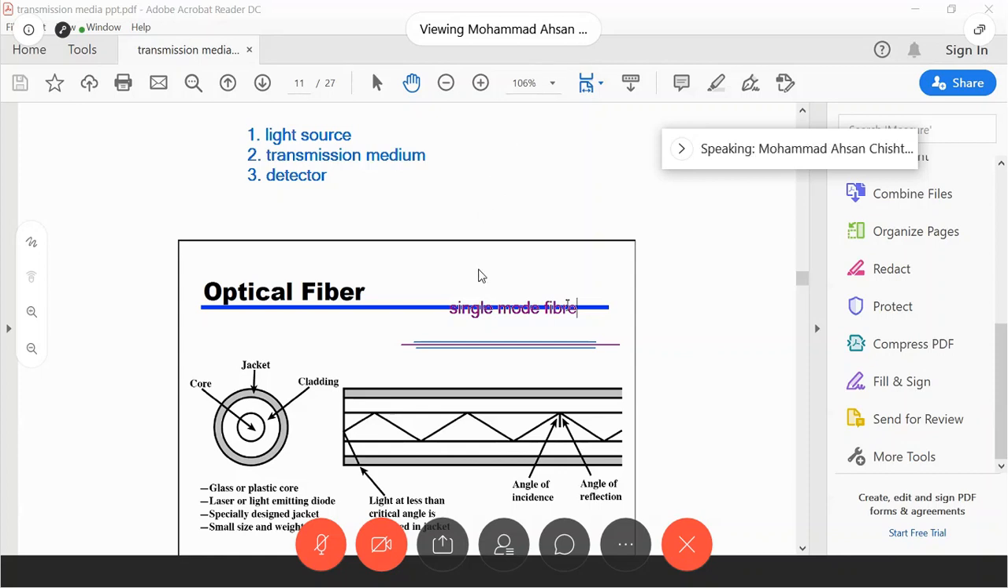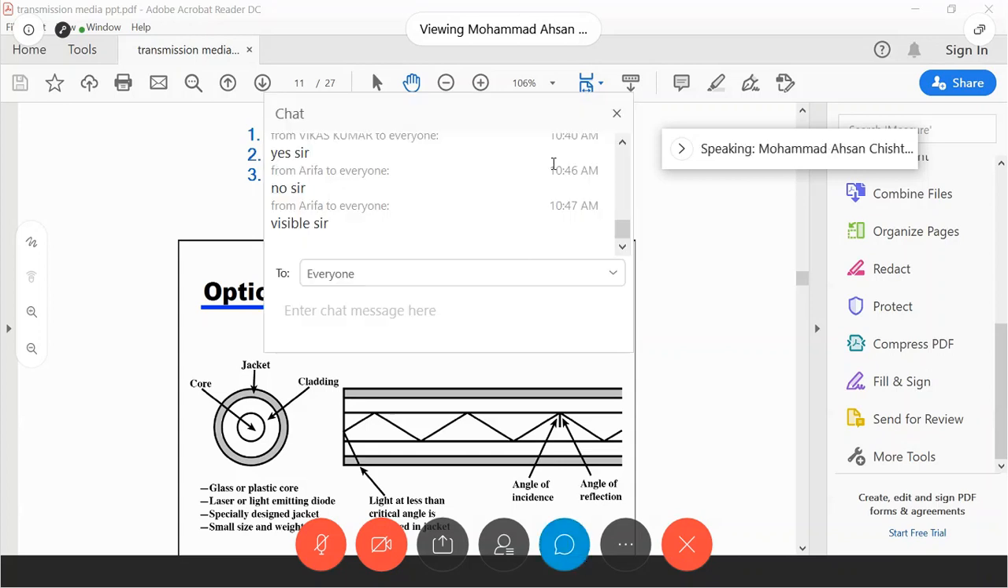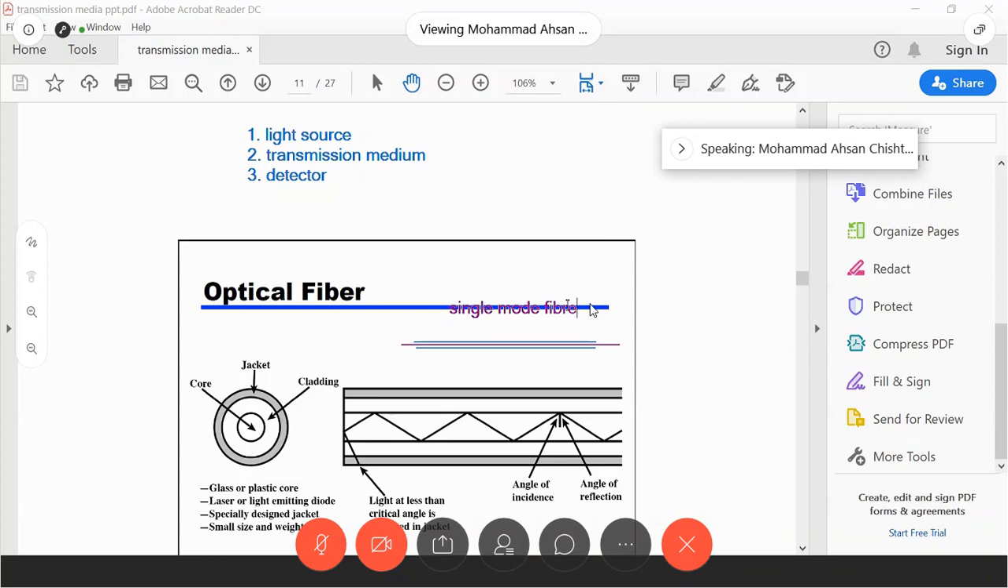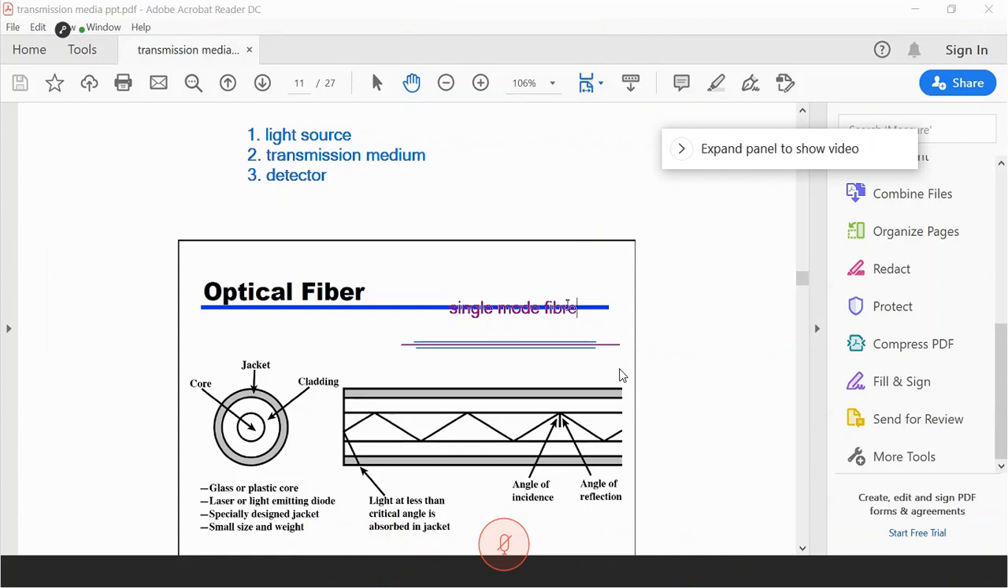Okay, Vikas has asked a question: if the optical fiber core is glass, how can it so easily bend? One reason is that the fiber inside is so small that it can easily bend. If you have a book with you, try to bend the book. How difficult is this? You cannot bend it, right? Now take one page of that book and try to bend it. You can easily bend it. This is the example why it can bend easily.